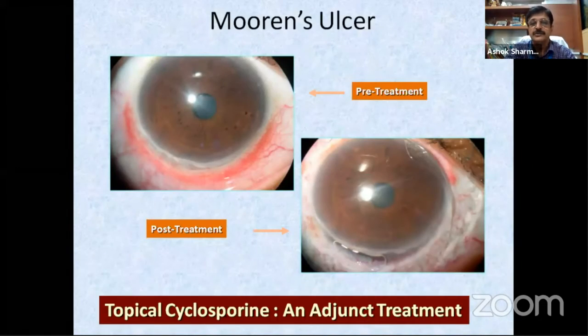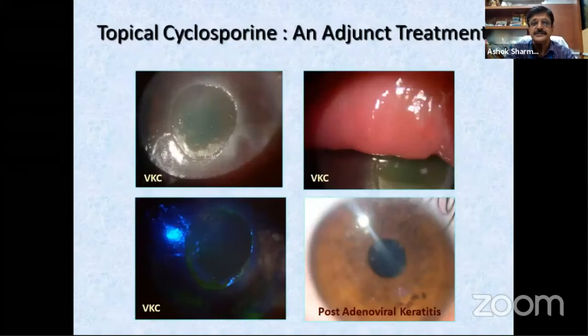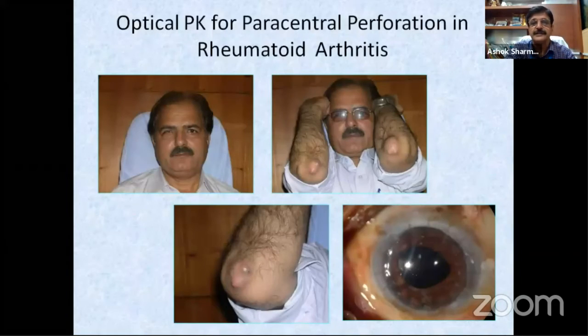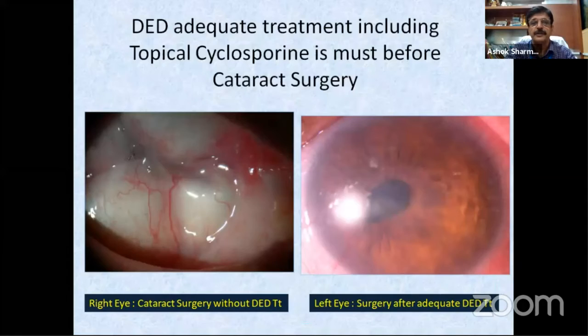patients. In Mooren's ulcers also, we can use it as an adjunct treatment. Topical cyclosporin can also be used for VKC patients with vernal ulcers, or we can use it for adenoviral keratitis. This is one patient who had severe rheumatoid arthritis and had perforation, so we had to do a therapeutic graft for him. And in addition to topical steroids, we used topical cyclosporin for him.